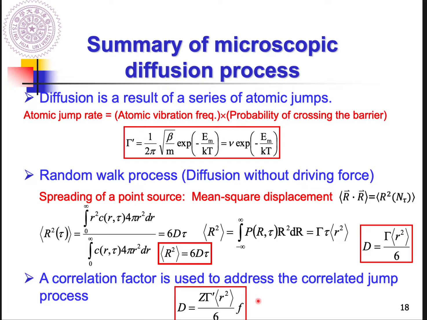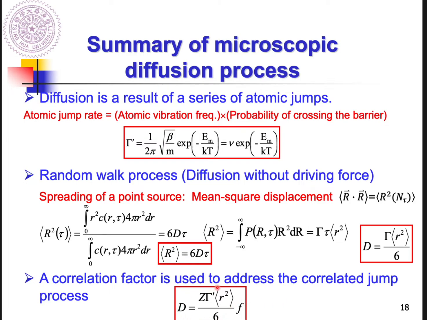If the correlation factor F equals 0, what does that mean? The atoms jump back and forth, and this kind of phenomenon has no contribution to the diffusion phenomenon. So when F equals 0, the diffusivity equals 0, as we mentioned, because the atoms jump back and forth. In the previous class, we also told you how to roughly estimate a value for the correlation factor, and you can check that from the previous slide.